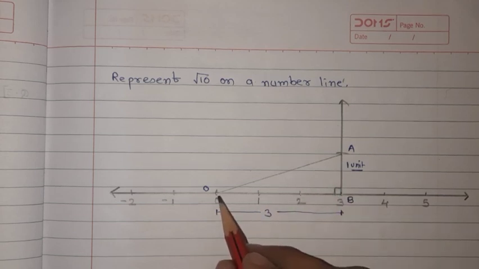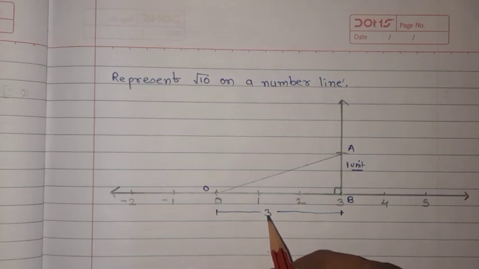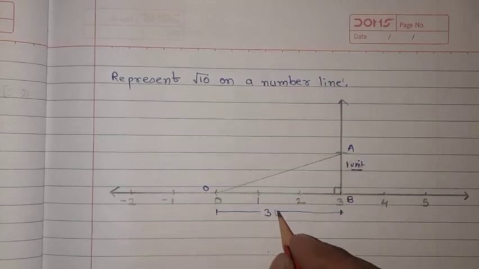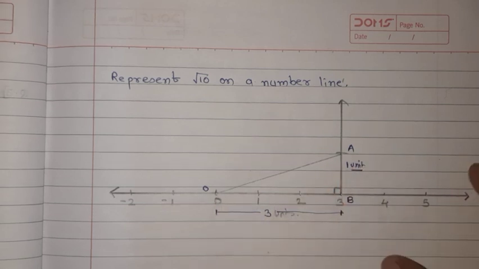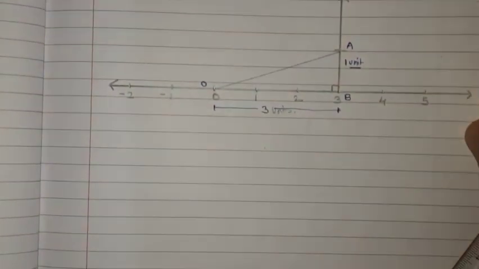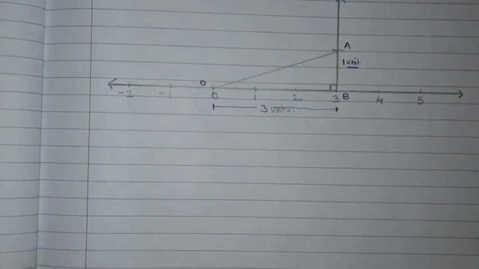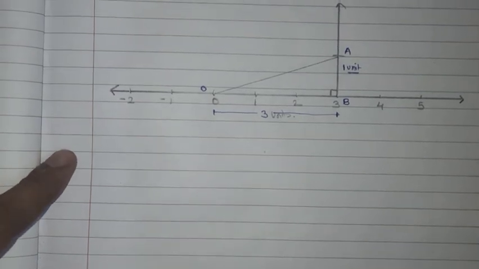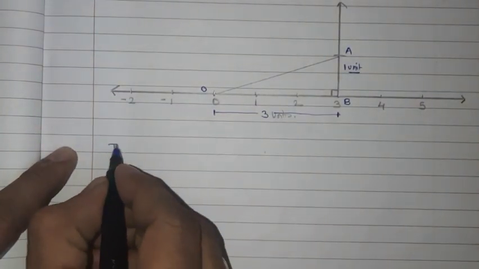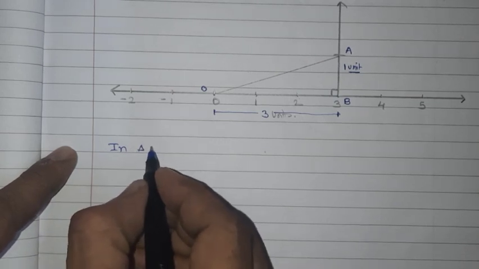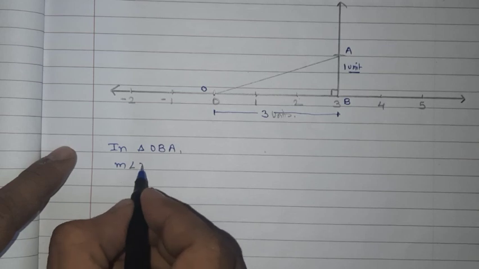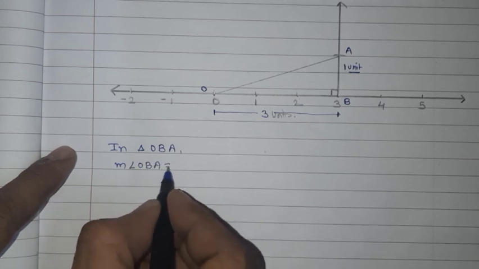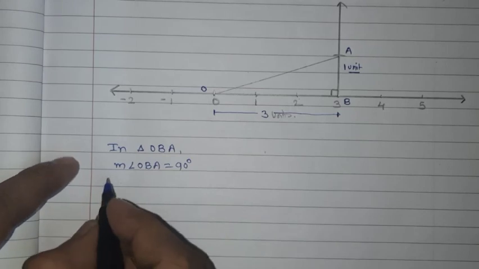In this right angle triangle, OB distance is 3 units, AB is 1 unit. We can write units here, and we have to find OA. Now dear students, we have to apply the Pythagoras theorem here. First of all, we have to write the name of the triangle. It is in triangle OBA, measure angle OBA is equal to 90 degrees.